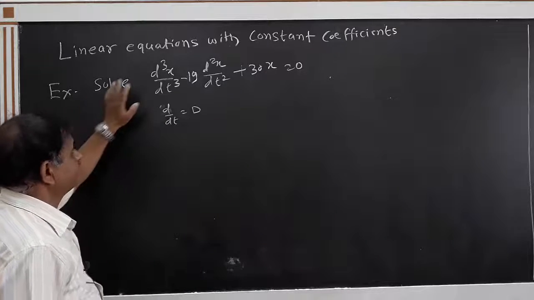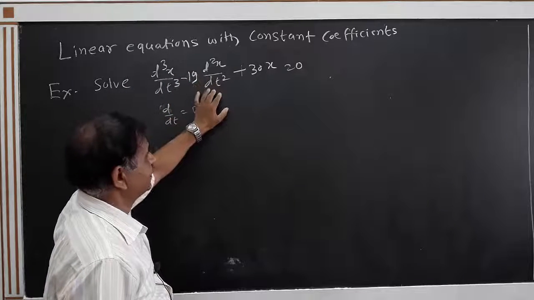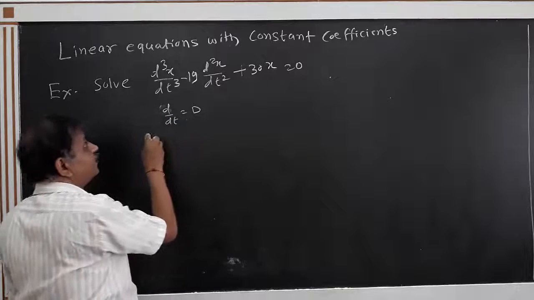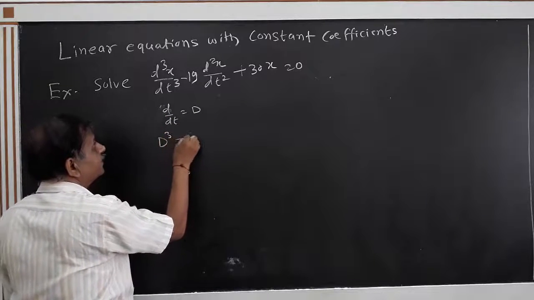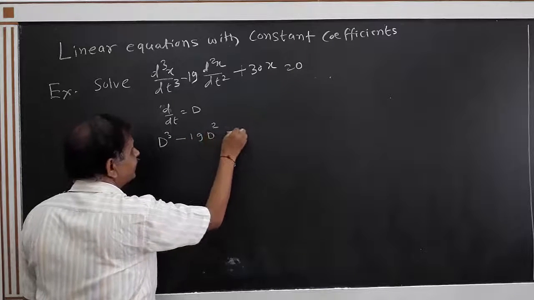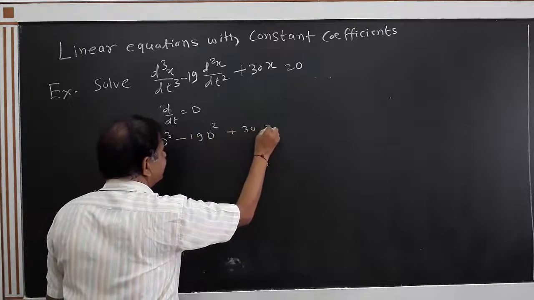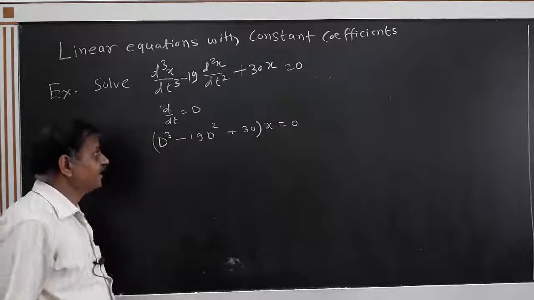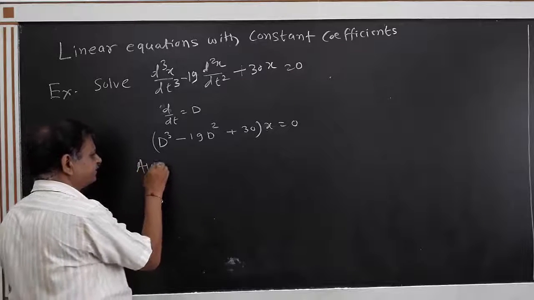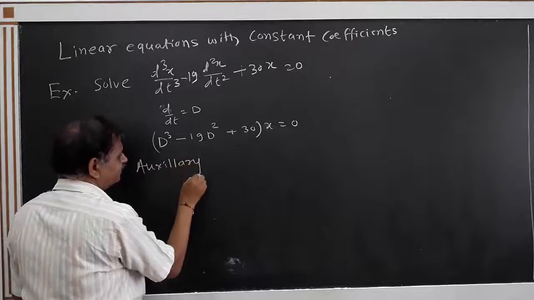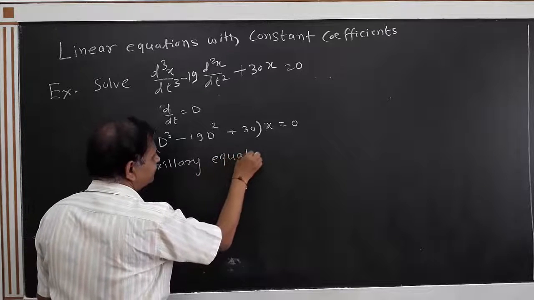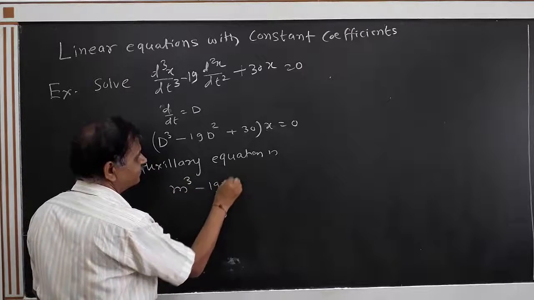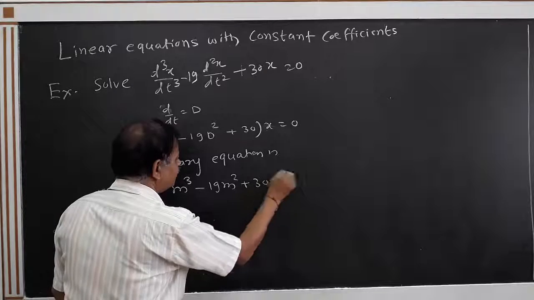We have to solve the problem d cube x by dt cube minus 19 dx by dt plus 30x equal to 0. In this, we shall put d by dt equal to capital D. Therefore, D cube minus 19D plus 30 x equal to 0. Its auxiliary equation is m cube minus 19m plus 30 equal to 0.